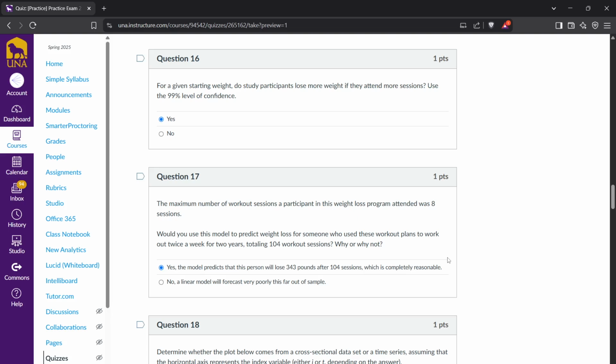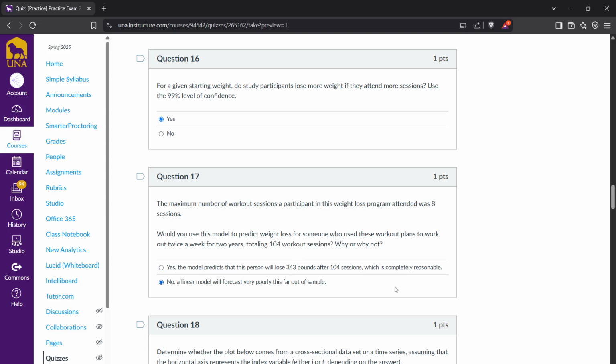You should have doubt about stepping far, far out into, it is actually the future in this case because of the way we told the story, but you should have doubt about stepping far, far out in any direction, whether it's the future or along the axis of one of these variables that you've got in the model. I just don't think that this model is going to be good for forecasting so far out of the sample. No one did more than 8 sessions. So forecasting or predicting out to what would happen after 104 workout sessions, even though it's not time series, I think we know that's it.